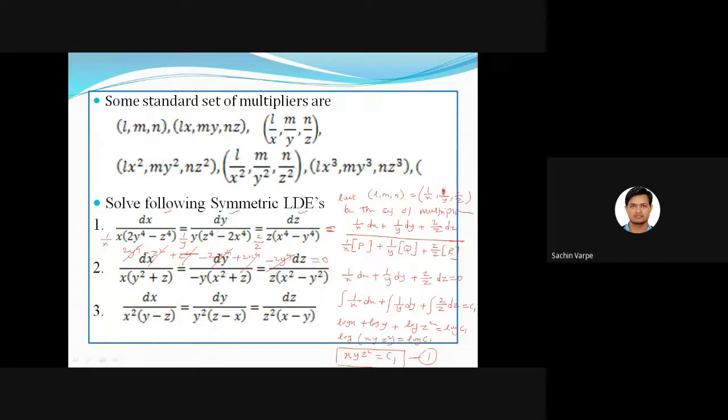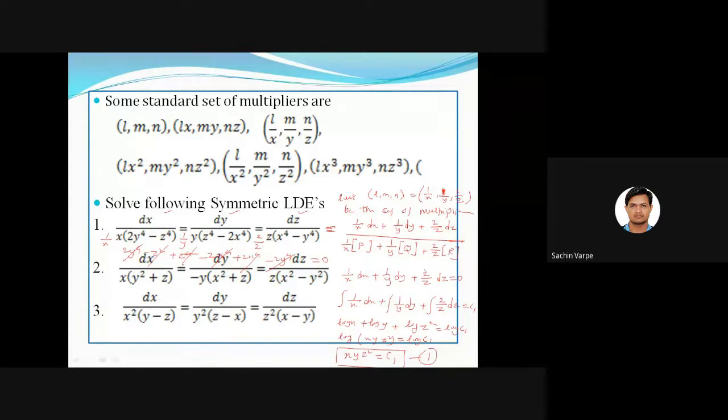Is this clear to everyone? Please ask if you have doubts. Is there anyone who is having doubt in the method of multipliers? So this is how the first solution is obtained using the method of multipliers.